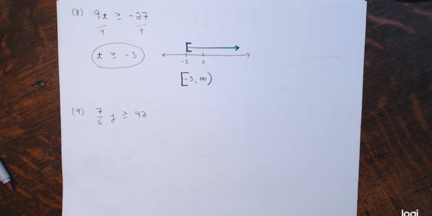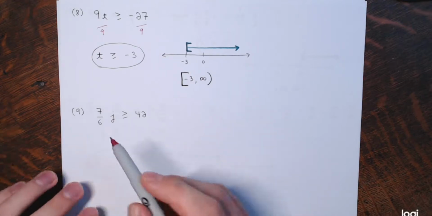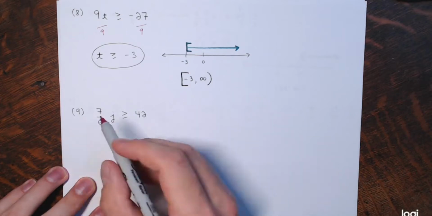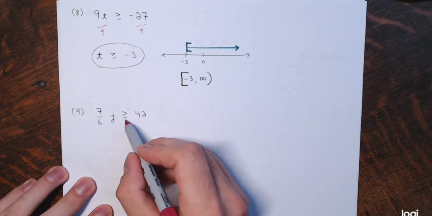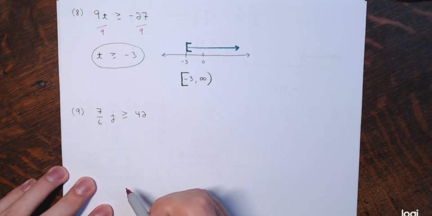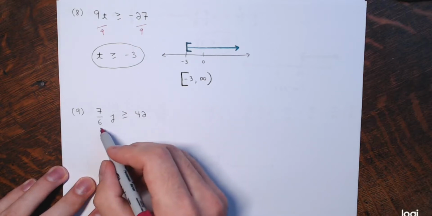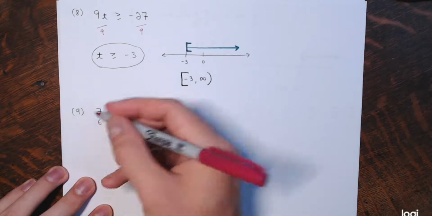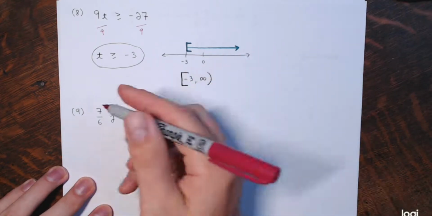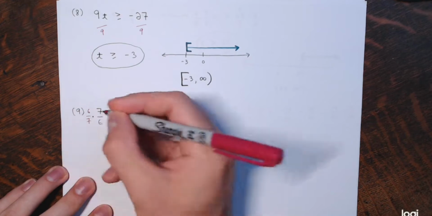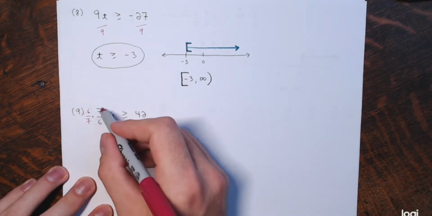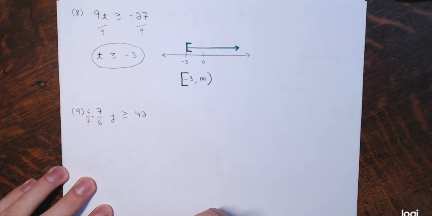Okay, moving right along. Number 9. 7/6 times j is greater than or equal to positive 42. Again, you can divide by 7/6, but dividing by fractions, I don't like the look of that. So I multiply by 6/7, right? Multiply by the reciprocal, that way the 6's cancel, the 7's cancel, and you're left with just j.